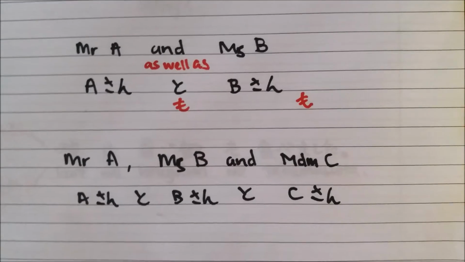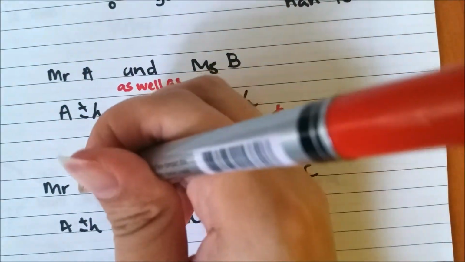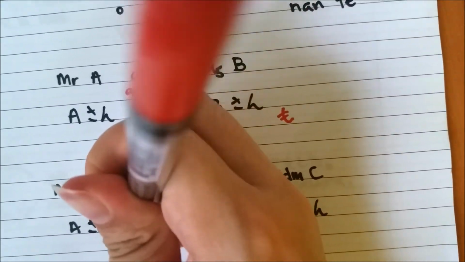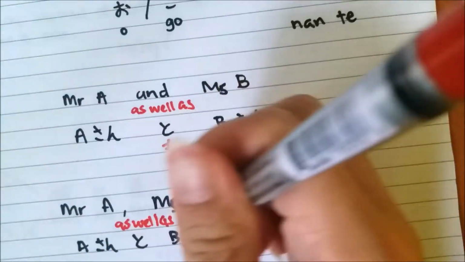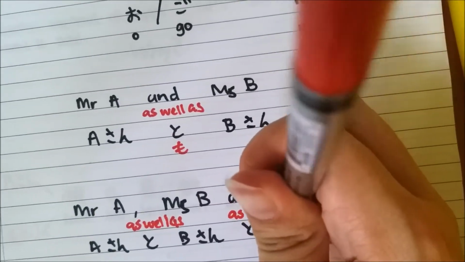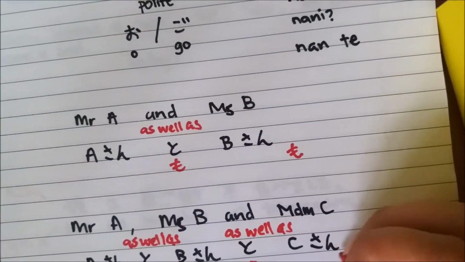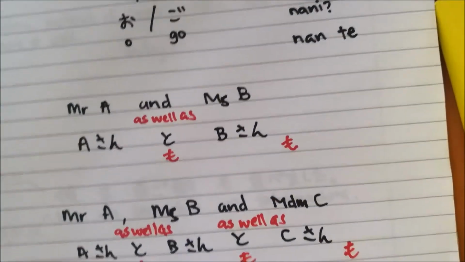So it's the same when there are more than two. So for example, if here is as well as. Of course, in English, you don't have so many as well as. So it will be mo. Okay?